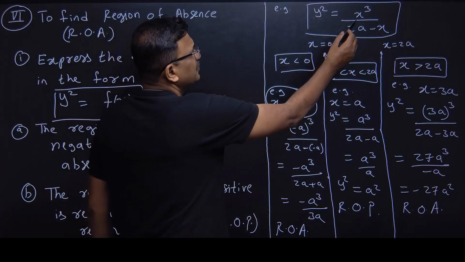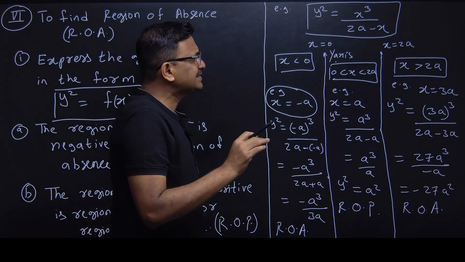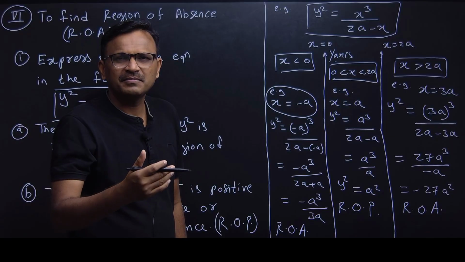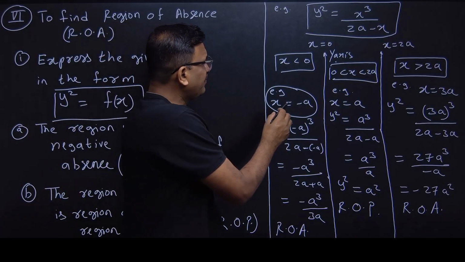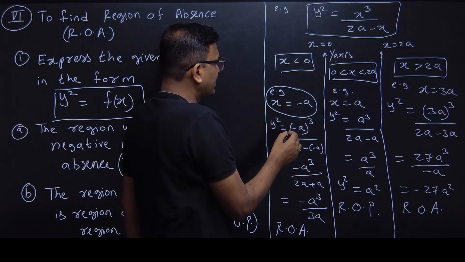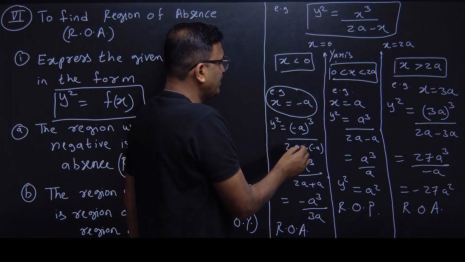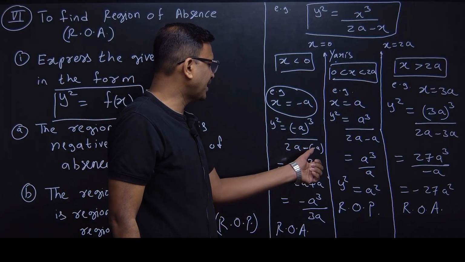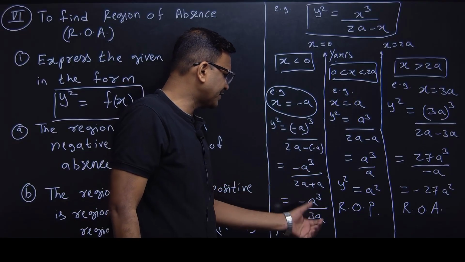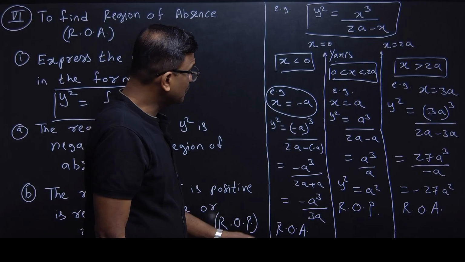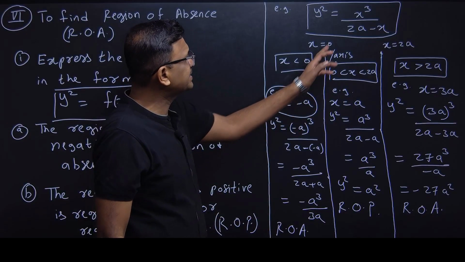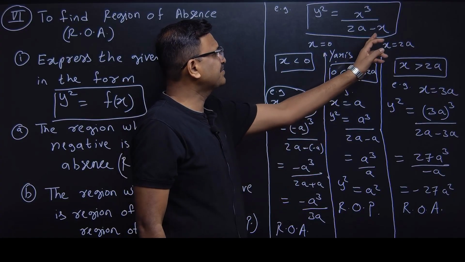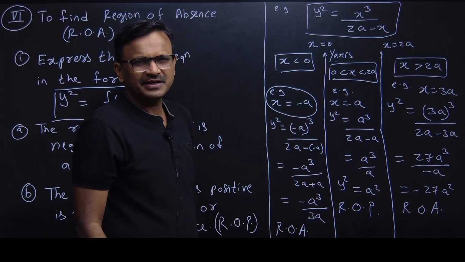This value of x I am going to substitute in this equation, and I will check whether y square will remain positive or negative. If I put x is minus a here, y square will become cube of minus a upon 2a minus of minus a, that is minus a cube upon 2a, minus of minus will become plus, so we get minus a cube upon 3a. So observe that if you substitute x is minus a, the numerator becomes negative, whereas the denominator becomes positive.